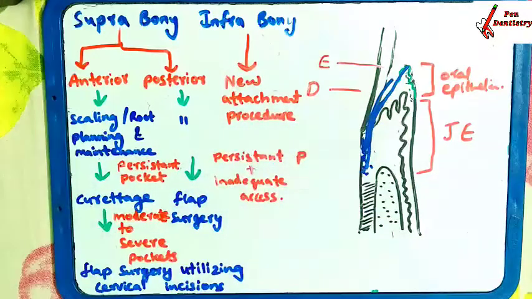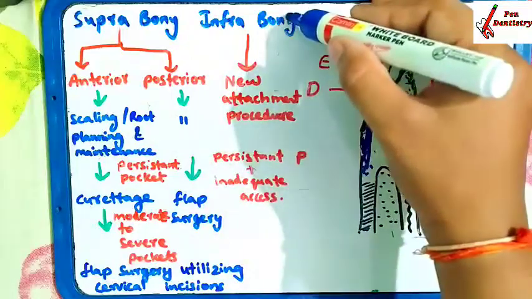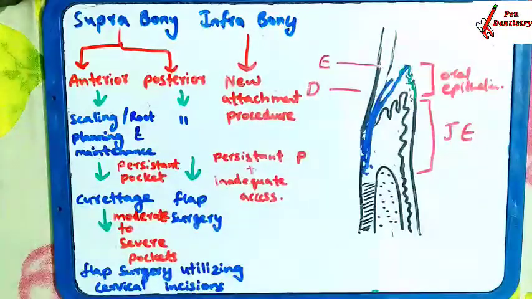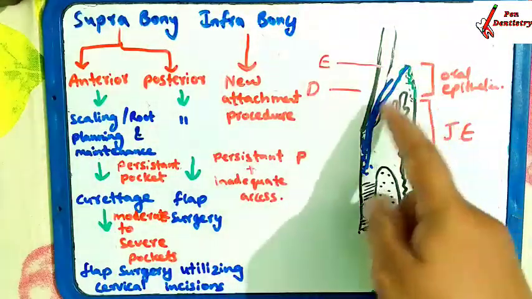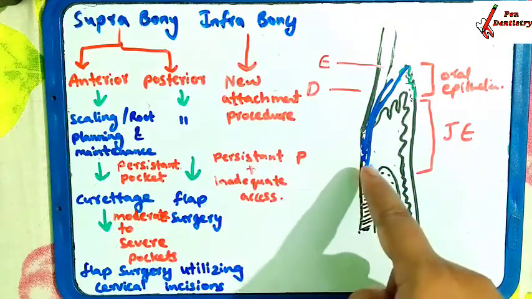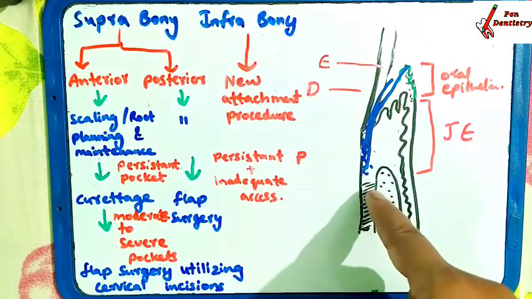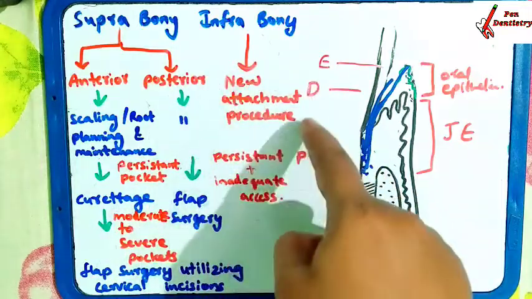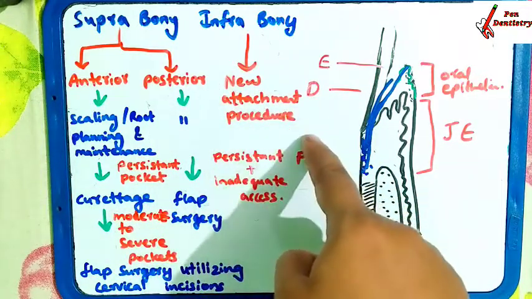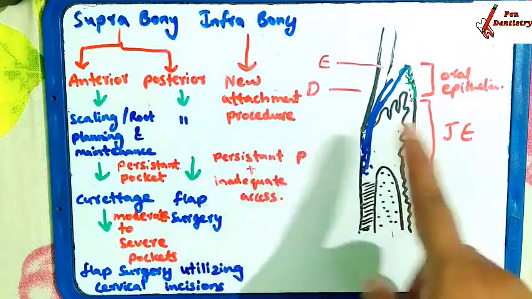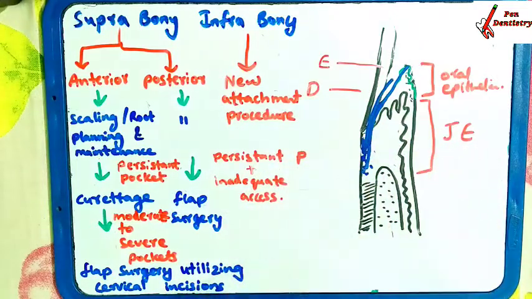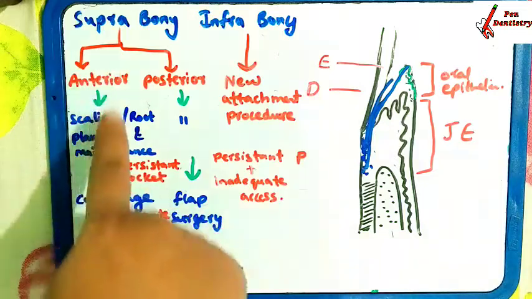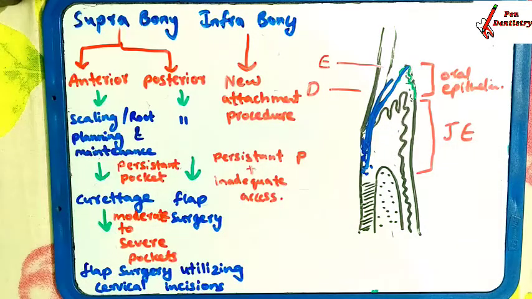Here the infrabony means that the level of the pocket has reached to the infrabony, deep down the bone. So you have to attach a new thing. So new attachment procedures will be added in this. Okay. In suprabony, anterior as well as the posterior.